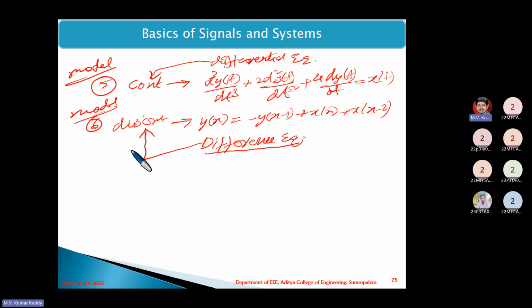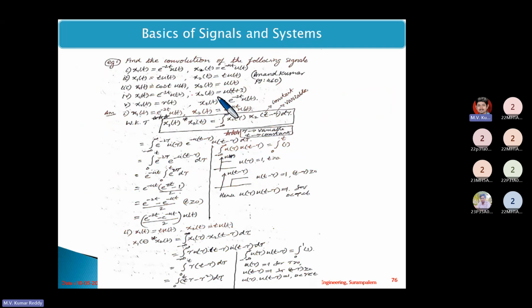Now we are at model 4. Model 3 is completed. What is model 4? Convolution. This is model 4, convolution. This convolution is present in unit 2, unit 3, unit 4, unit 5.